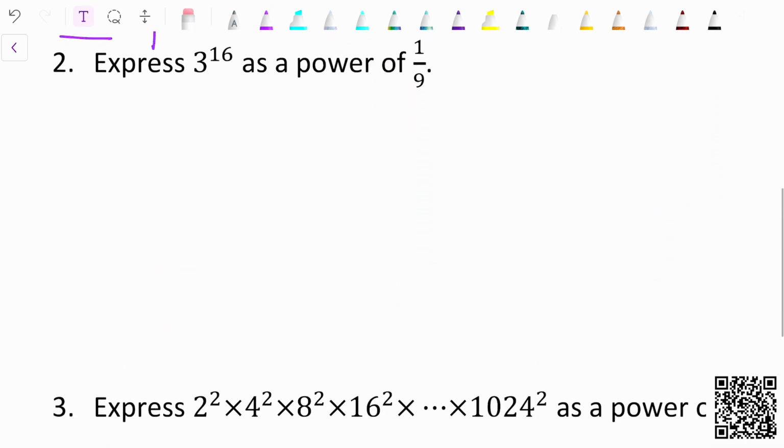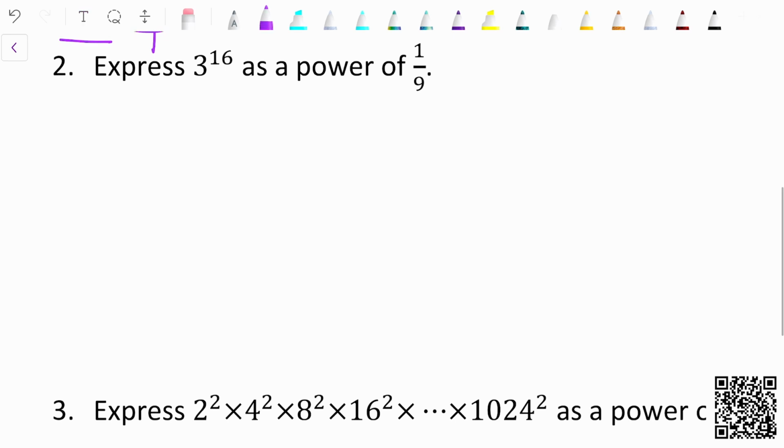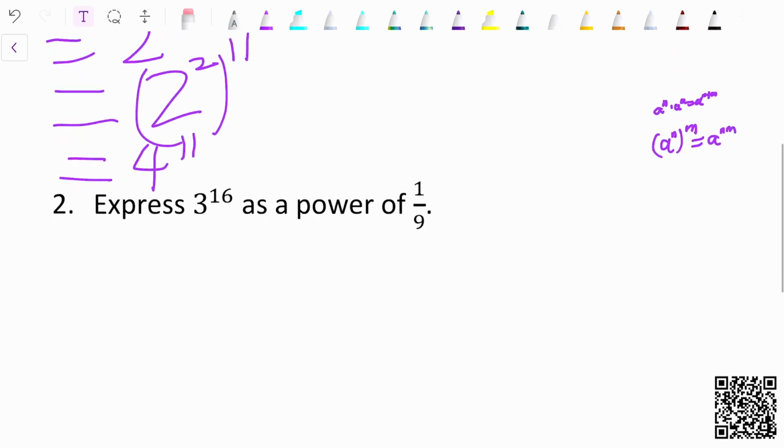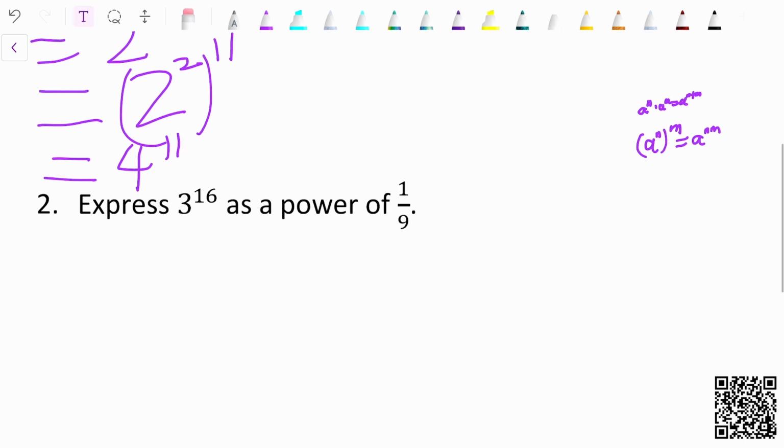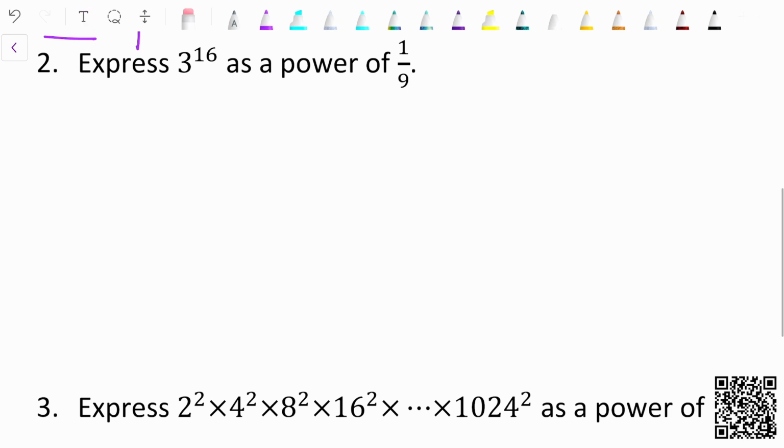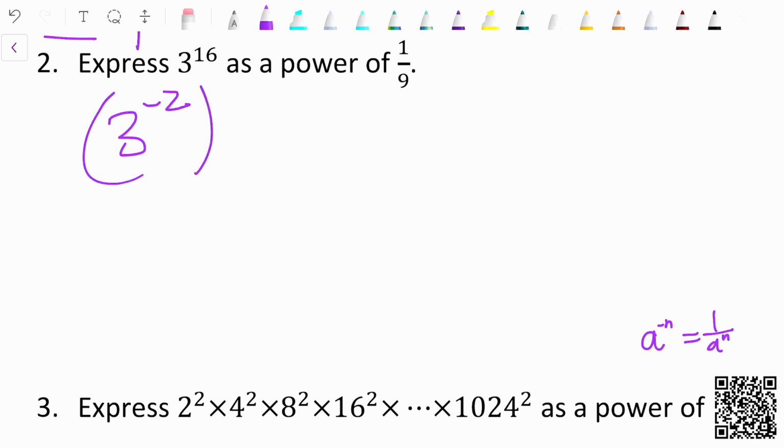Moving on to problem number 2. Express 3 to the power of 16 as a power of 1/9. This one is kind of backwards, but it follows the same ideas as the problem we just did. But instead we're using negative powers, because you know how a to the power of negative n would equal 1 over a to the power of n, right? Using that same idea, you know that 3 squared is 9, right?